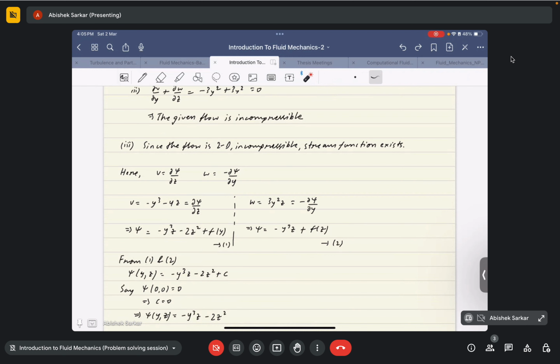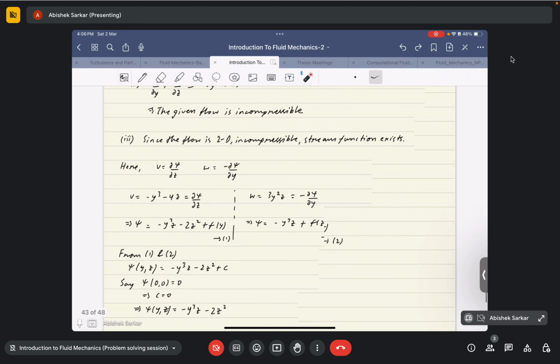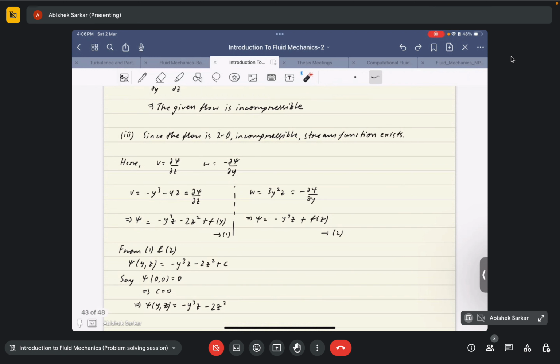Okay, that's fine. So from this expression, we get that v is equal to minus y cube minus 4z is equal to ∂psi/∂z, and w is equal to 3y square z is equal to minus ∂psi/∂y. To find psi, we just need to integrate this expression to get that psi is equal to minus y cube z minus 2z square plus some function of y, since this is a partial derivative, and plus some constant if you want to consider, say some constant c1.